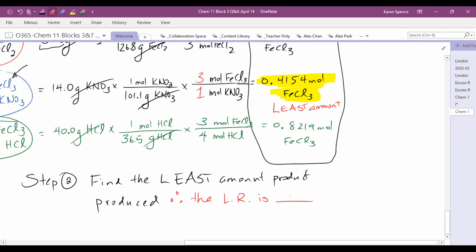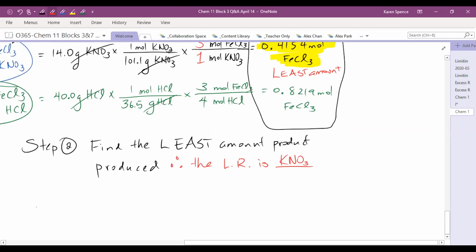Yeah, absolutely. It is the KNO3. Okay. Now, if I was to have asked you, it doesn't ask this in the question, but if I said, how many moles of iron chloride are produced? Or if I said, this is part of the question that's not there. How many grams of FeCl3 are produced in this reaction?